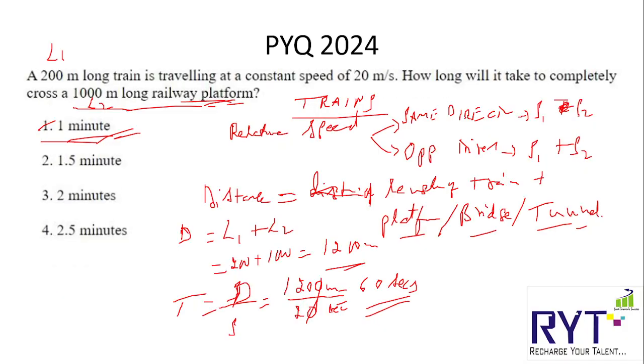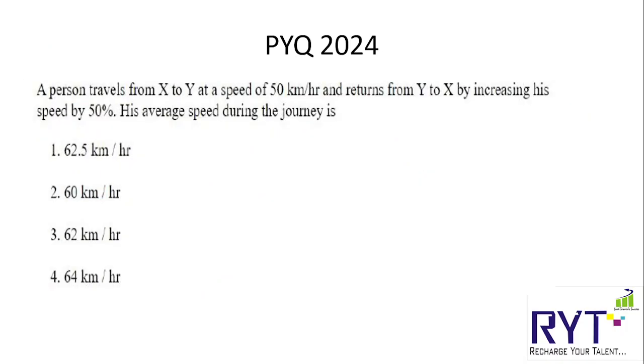Okay. Let's move to one more question. You may pause the video and understand this. A person travels from X to Y at a speed of 50 kilometers per hour. So one distance, one speed. Y to X. So same distance, different speed. So average speed formula, simple. Average speed is equal to 2xy divided by x plus y.